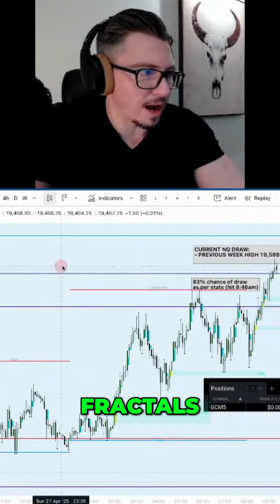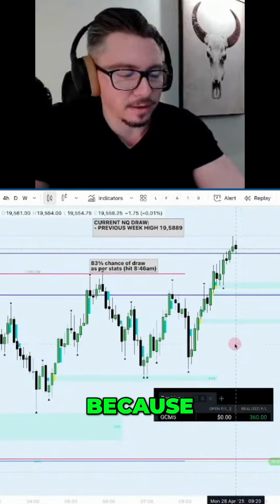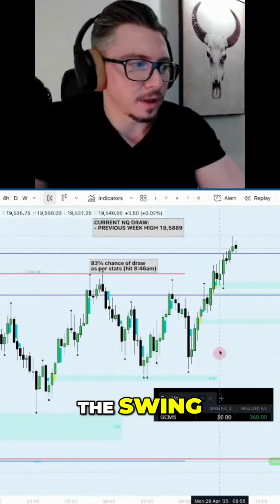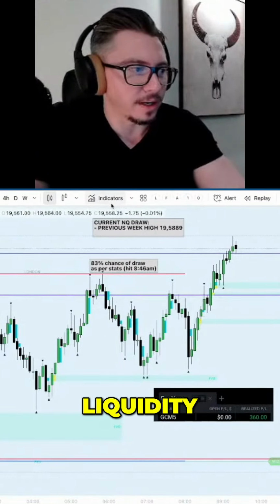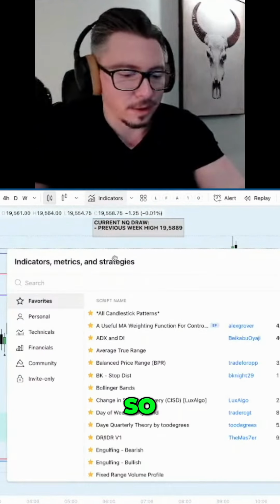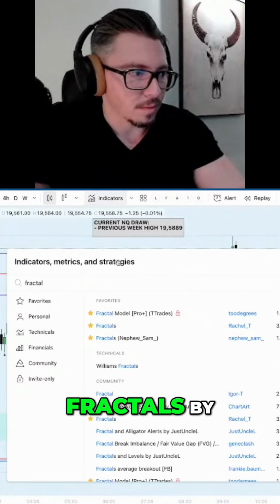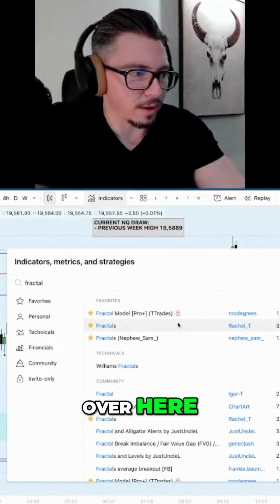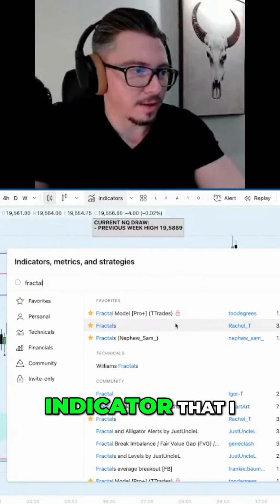Then I use Fractals by Rachel T because I like to see the swing points. Swing points are the liquidity targets as well. So Fractals by Rachel T, it's this one over here. So that's the other indicator that I use.